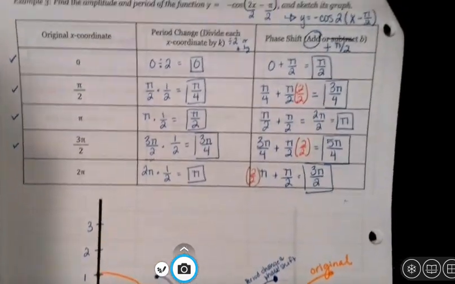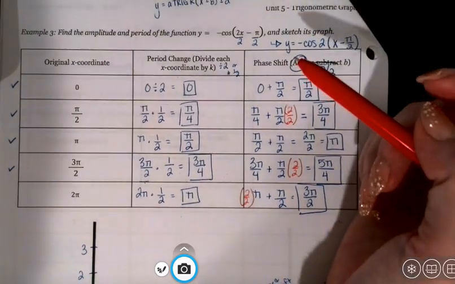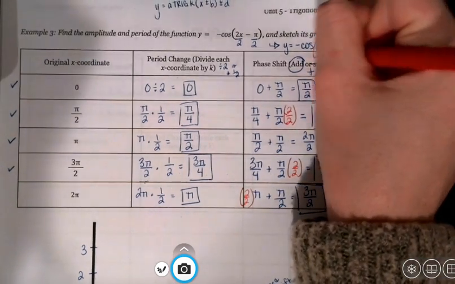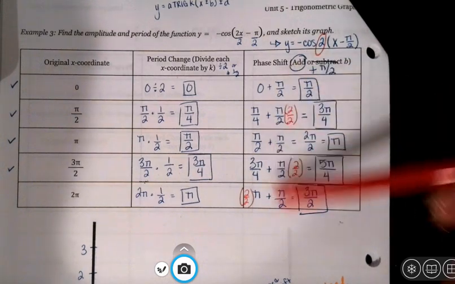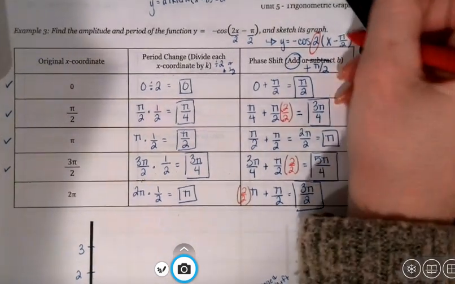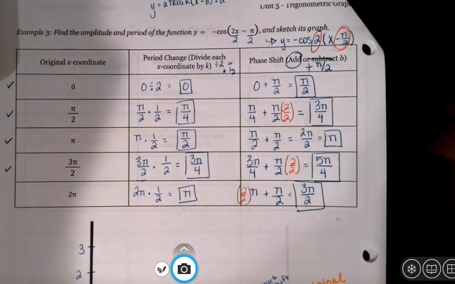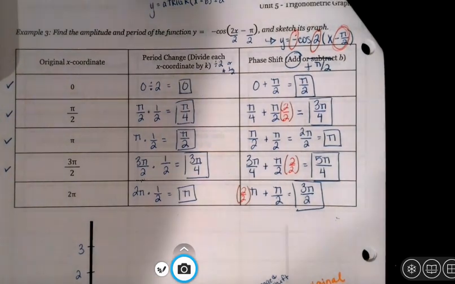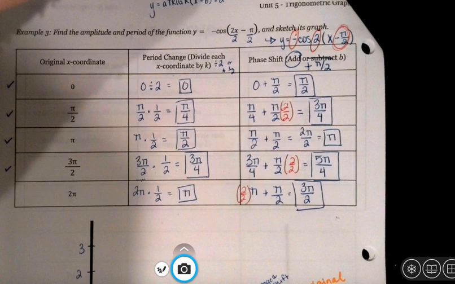So at the top, I just want to double check a couple things. We graphed using our period change here, which took into account our k, which was that 2. We also used our phase shift and graphed based on that, which took into account this value. The only thing we haven't done yet is this negative. So our amplitude is 1, we don't have to change that, but a negative means that there is a reflection over the x-axis, so I do want to reflect that on my graph.